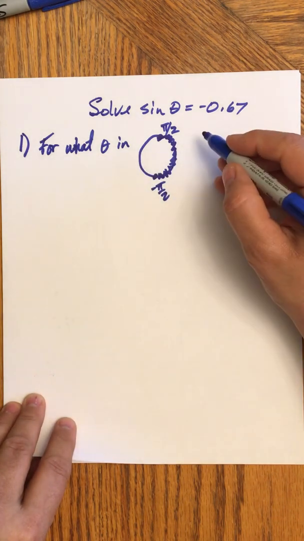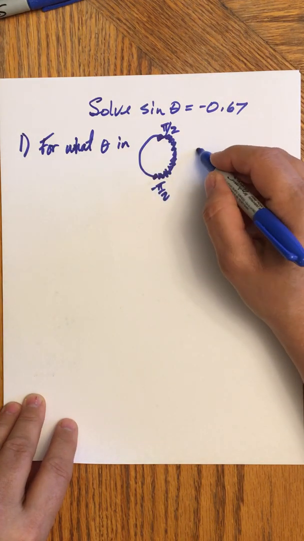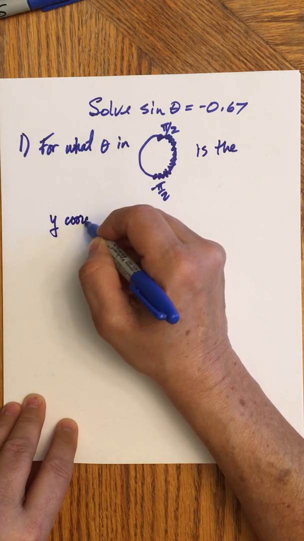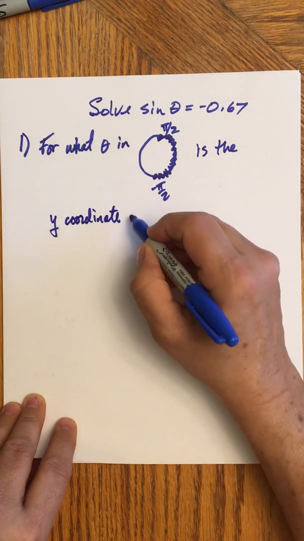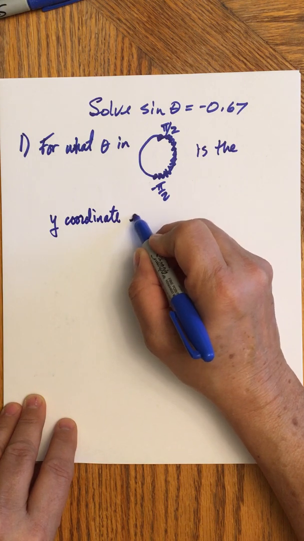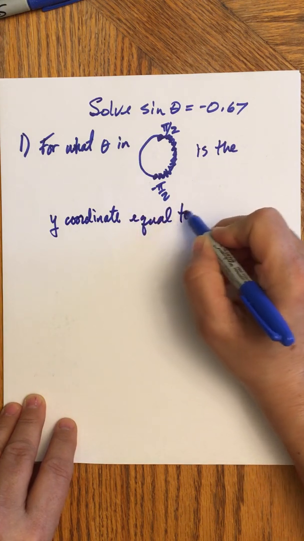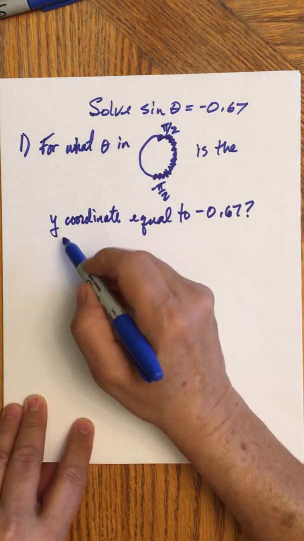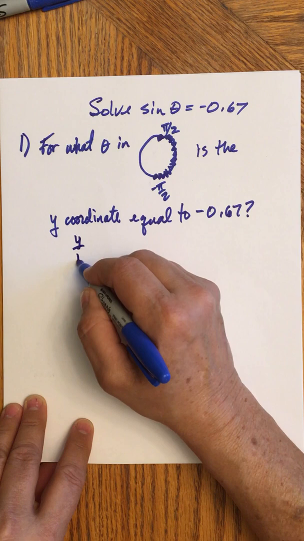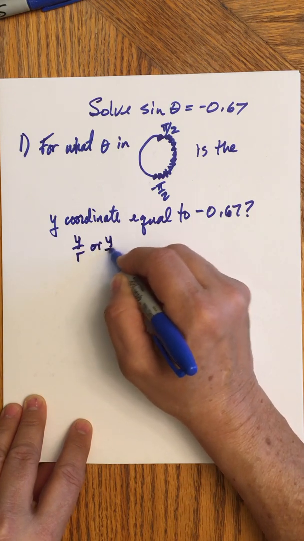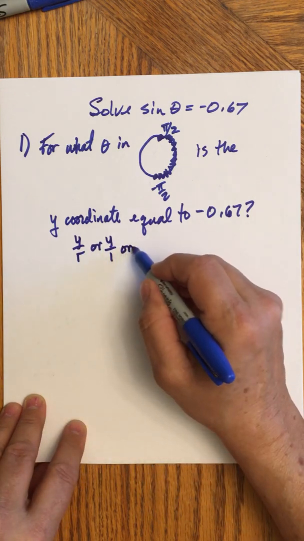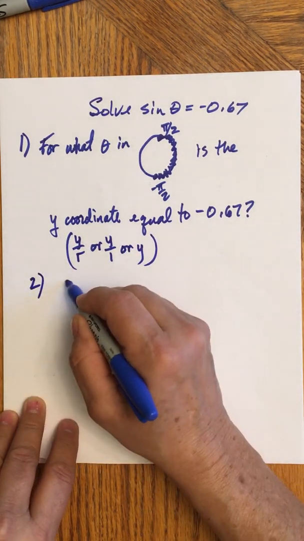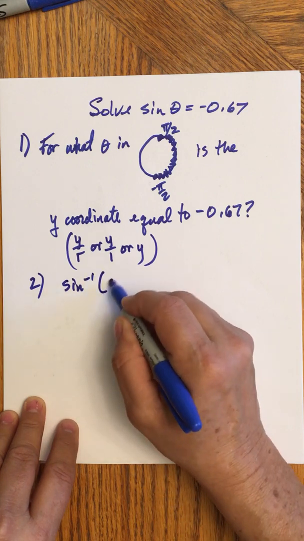So for what angle in this interval is the y-coordinate equal to negative 0.67? And again, I say y-coordinate, but remember, sine is y over r, which you could say y over 1 if you want to use the unit circle, or just y. That's why I read it this way. All right, so then I want to take the inverse sine of both sides.